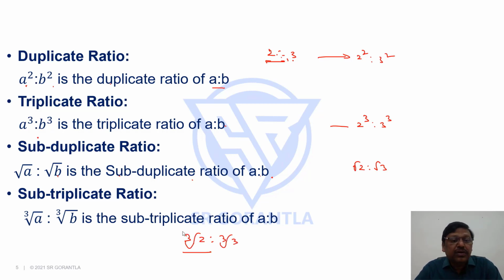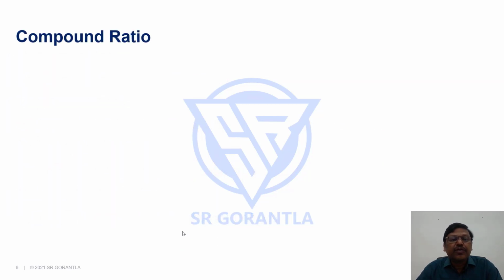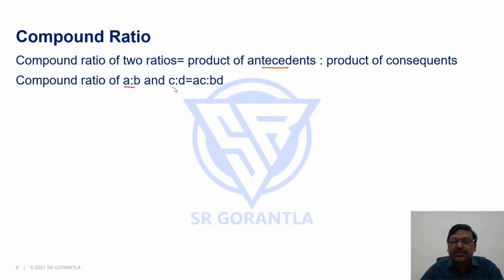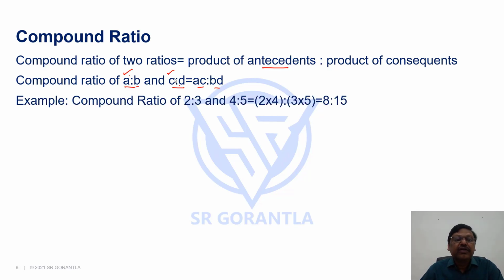Right? And one more term is compound ratio. What is a compound ratio? Compound ratio of two ratios is product of antecedents is to product of consequents. Say if two ratios are A is to B and C is to D, the antecedents means the first terms, A into C is to B into D. For example, compound ratio of 2 is to 3 and 4 is to 5 is 2 4s 8, 3 5s 15, 8 is to 15.